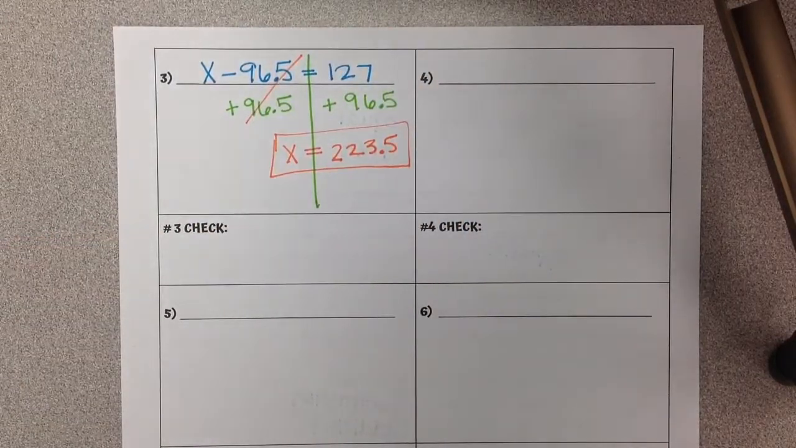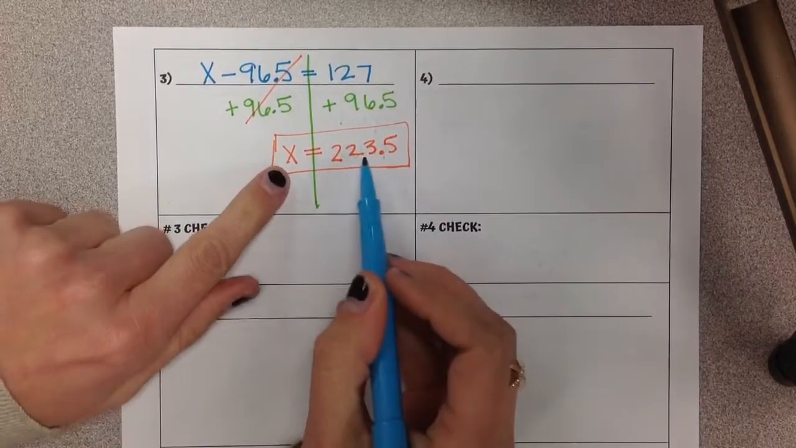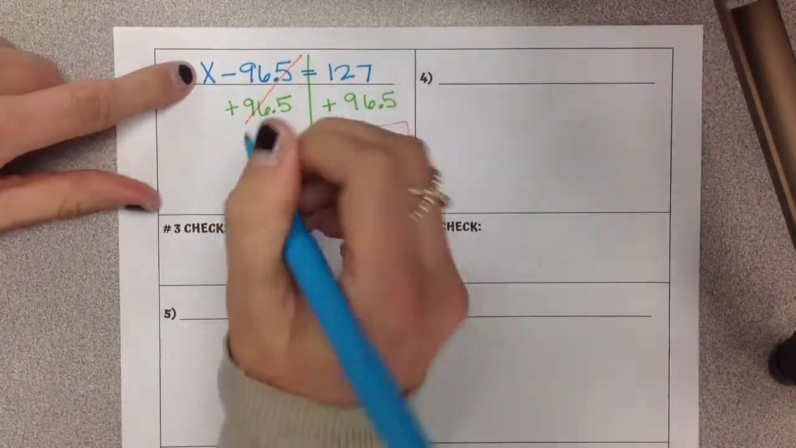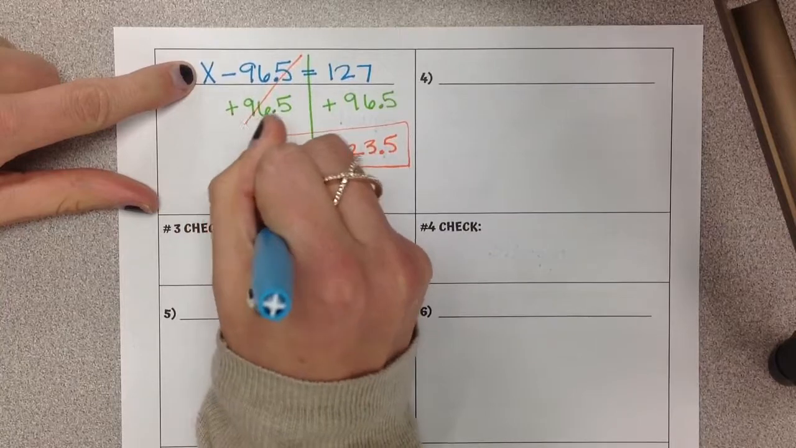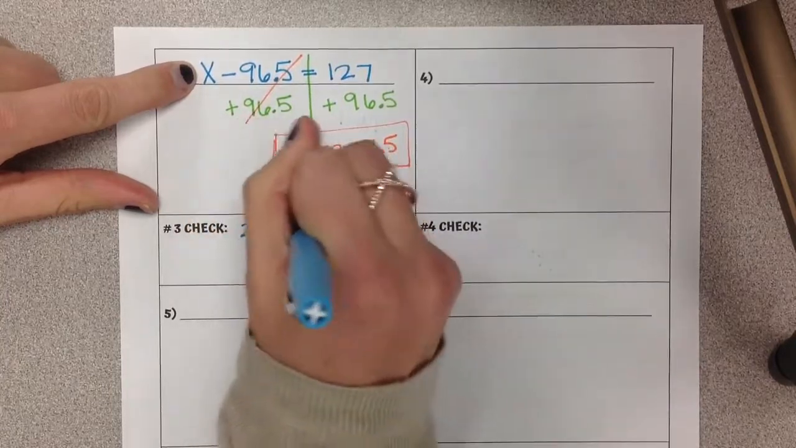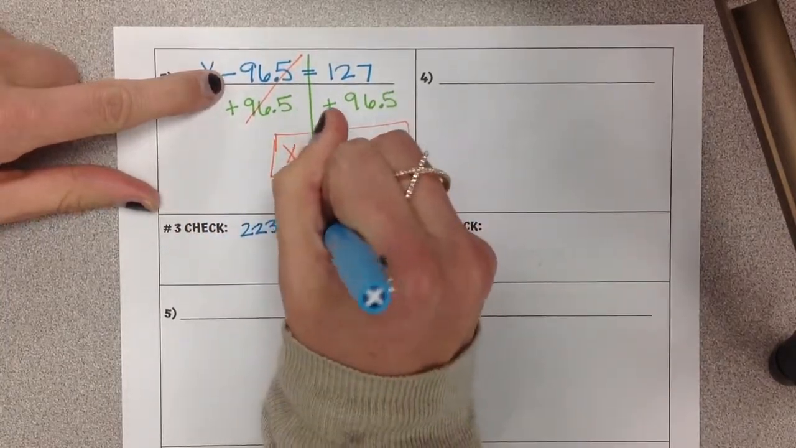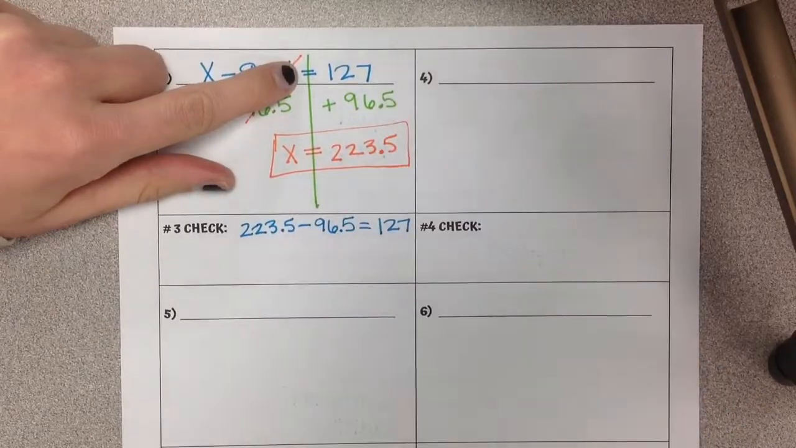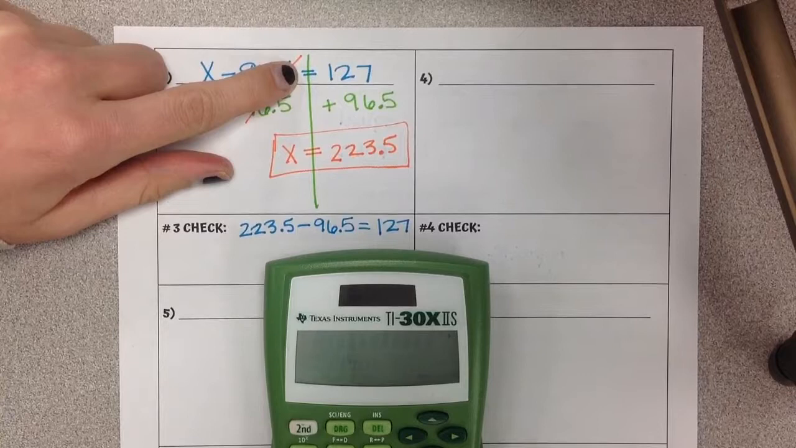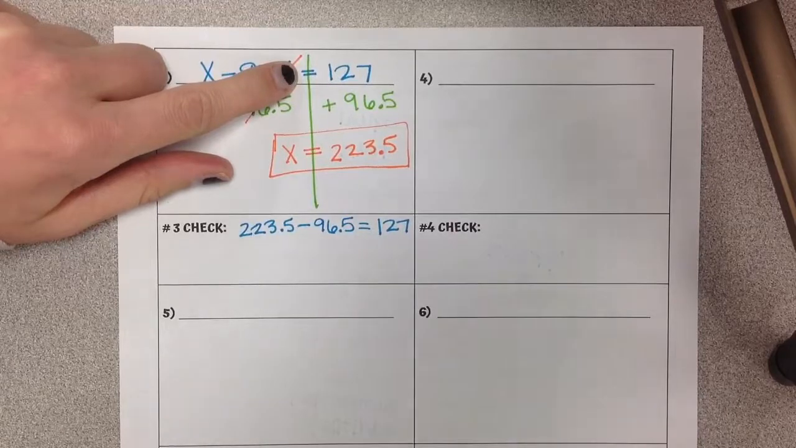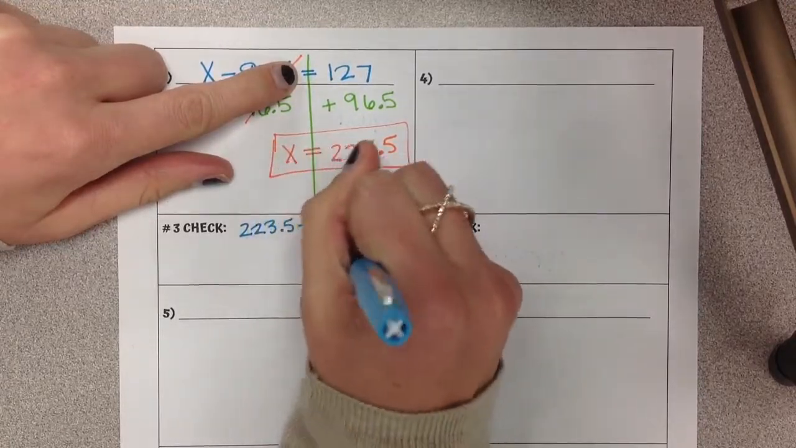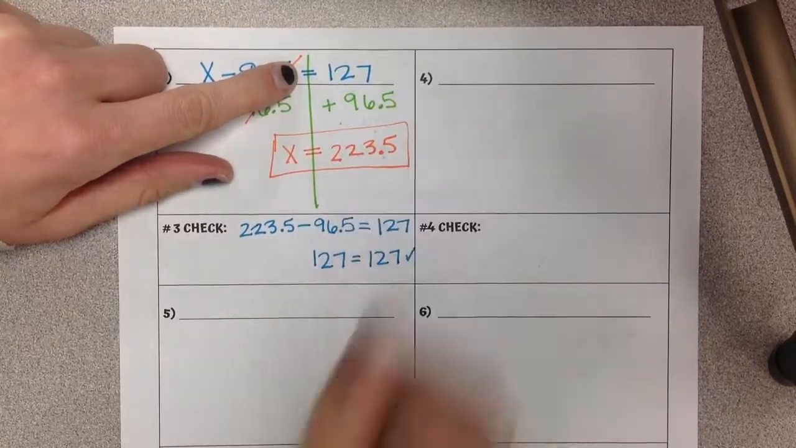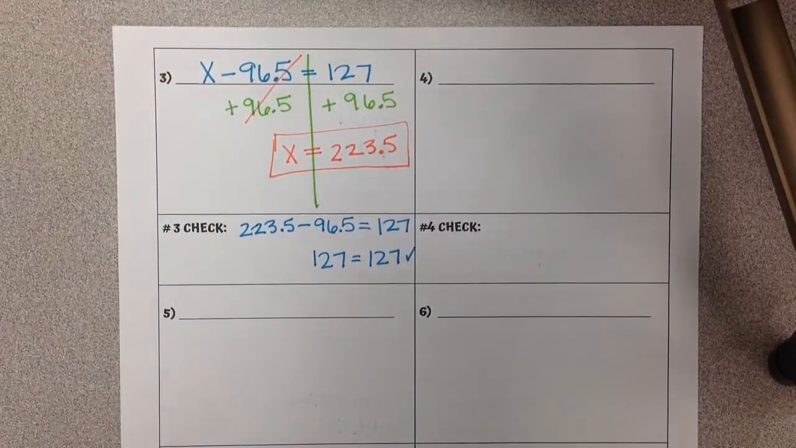Now let's go back and check. I'm going to plug this in for x, so we're going to plug in as if 223.5 is x minus 96.5 equals 127. Let's see if that is true. So 223.5 minus 96.5, and we get 127. So that was a true statement. It worked.